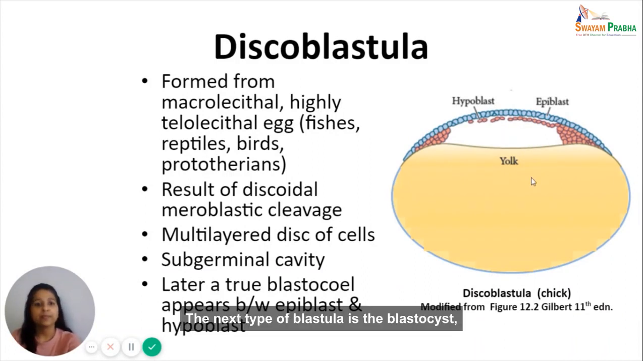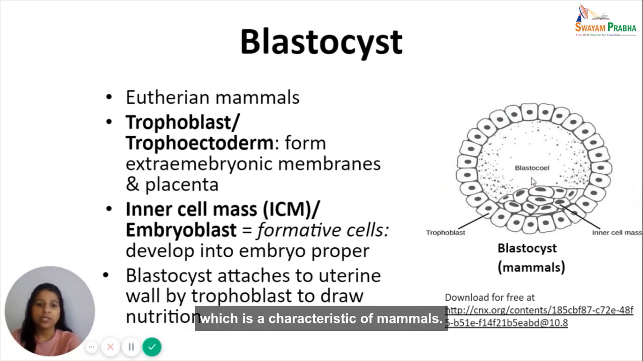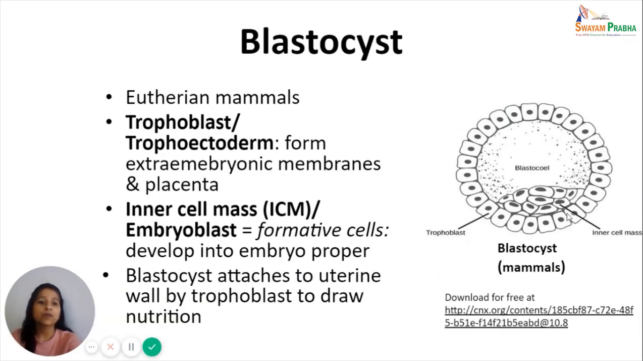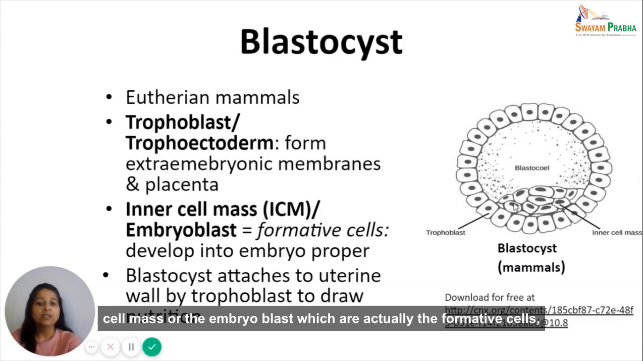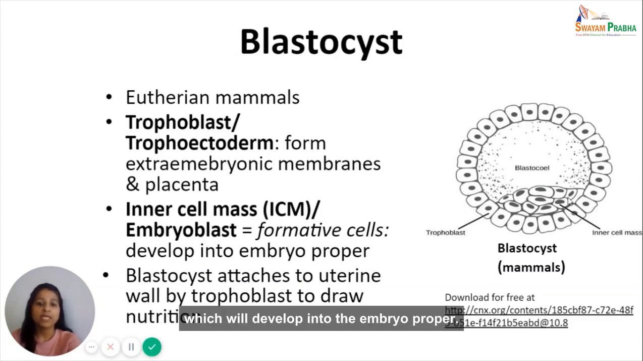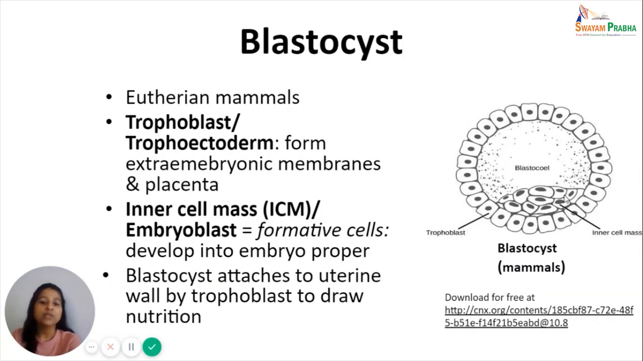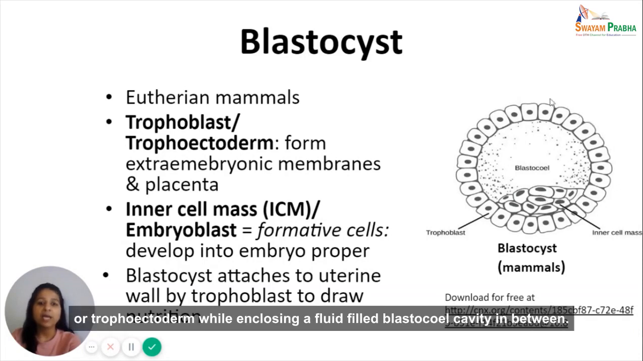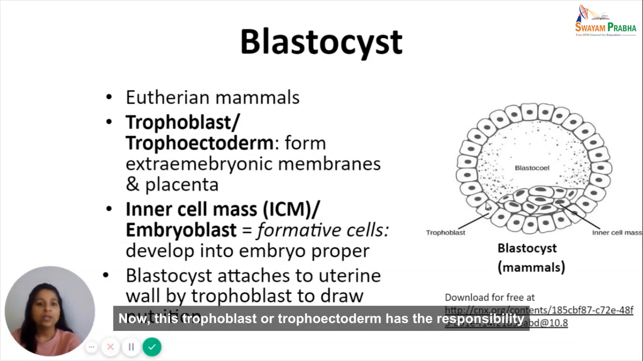The next type of blastula is the blastocyst, which is a characteristic of mammals. This is a blastula in which we can say that there is formation of the inner cell mass or the embryoblast, which are actually the formative cells, which will develop into the embryo proper. These inner cell mass is covered by a layer of trophoblast or trophoectoderm, while enclosing a fluid-filled blastocele cavity in between. Now, this trophoblast or trophoectoderm has the responsibility to form the extra-embryonal membranes as well as placenta.